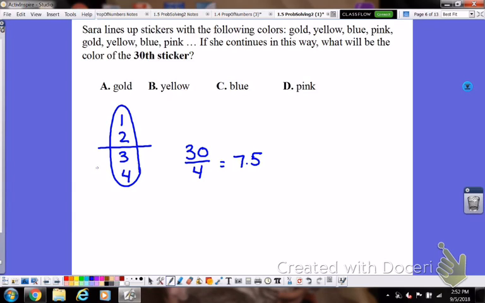So this 0.5, what would halfway through my group of 4 be? It'd be after the 2. So, or we could also think 4 times 7 is 28. So 28, 29, 30. So it's my second color. What was my second color? Yellow. So sometimes you just have to kind of try something and see if it works.